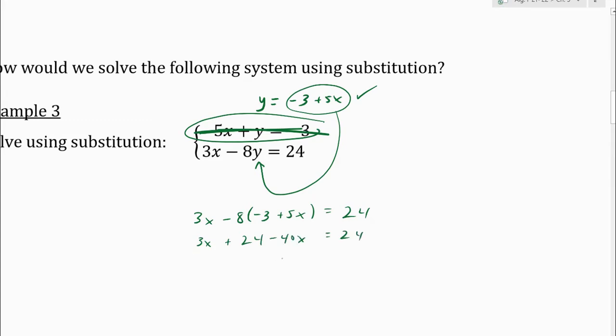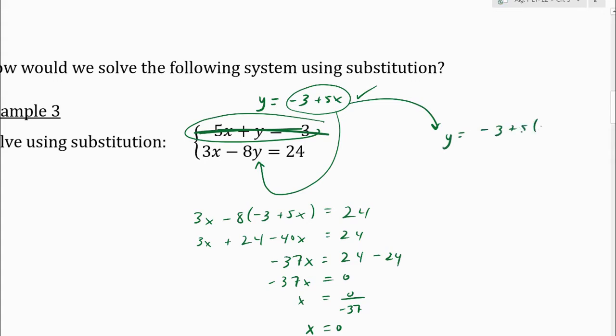So 3x, take away 40x, that's -37x. I can go ahead and subtract 24 from both sides. 0 divided by anything other than 0 is going to give me 0. So my y is -3 plus 5 times my x. 5 times 0 is 0. So y is -3.